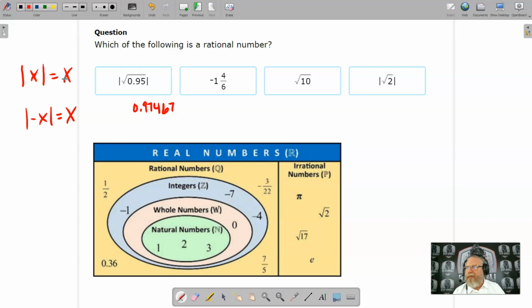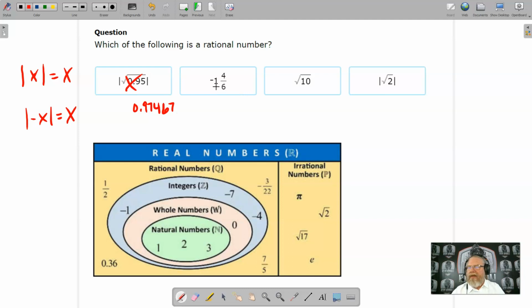If it's positive, it stays positive, same value. If it's negative, it comes out the same value, only it's its opposite. It's going to be the positive form of whatever the value of x is. So this would be irrational over here, so we could rule this one out.